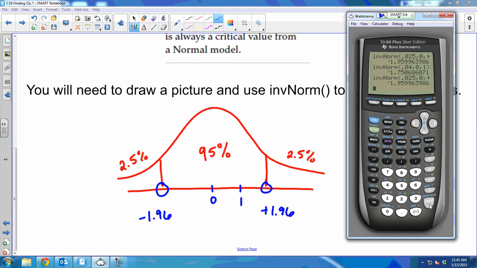If you forget, then this is how you would do it. I would suggest drawing a little picture, putting your percentage in the middle to figure out how much is left over on each side, and then using inverse norm to figure out what your critical value is going to be. You only have to find the one on the left because the one on the right is going to be the exact opposite, it's positive, right? So that's how you're going to find your critical values.